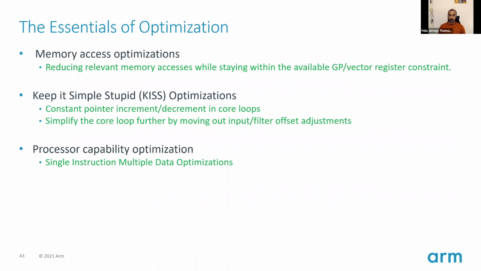So in summary, you have your memory access optimizations, and also your processor capability optimizations. But a very important point is keeping the code as simple as possible. What I'm trying to say here is that it doesn't always have to be fancy optimization techniques that you use. Keeping things as simple as possible at times can be the best optimization that you do.